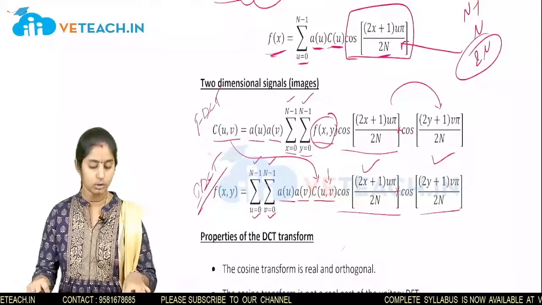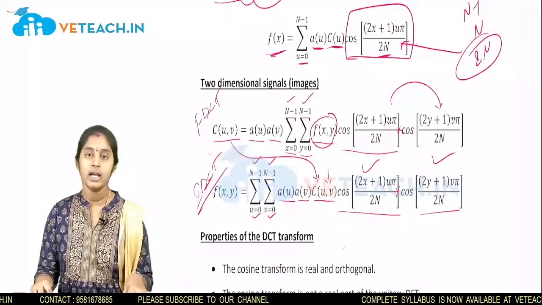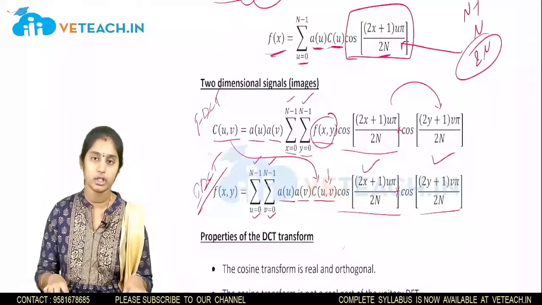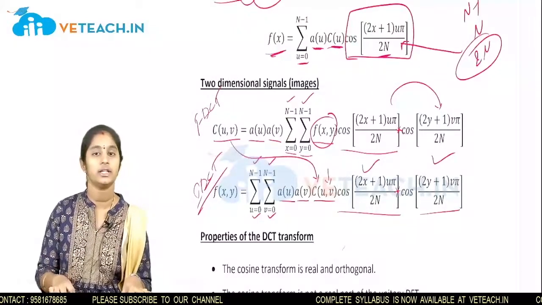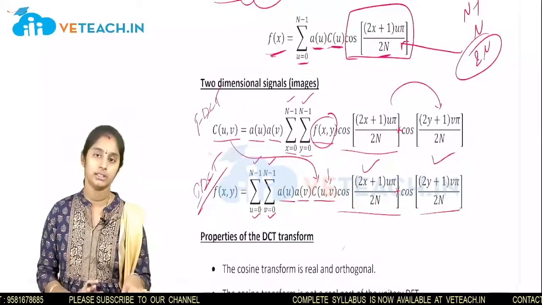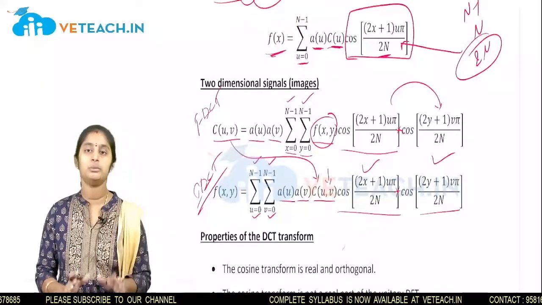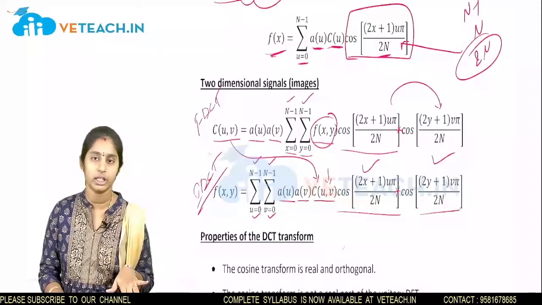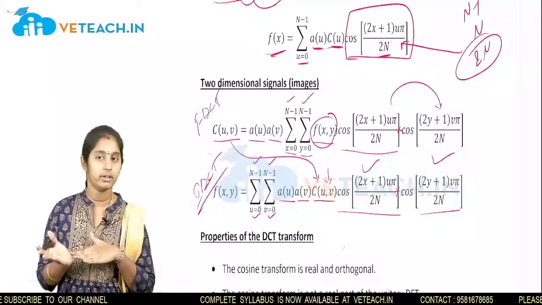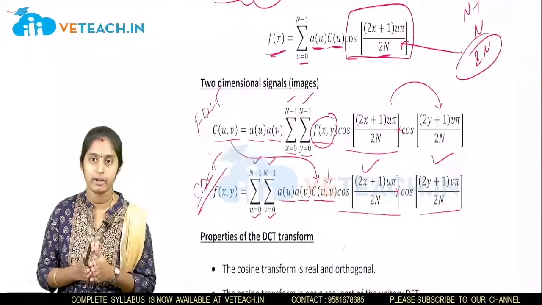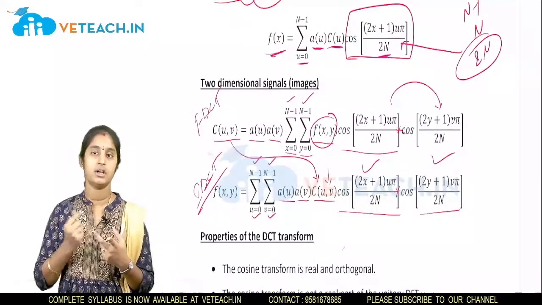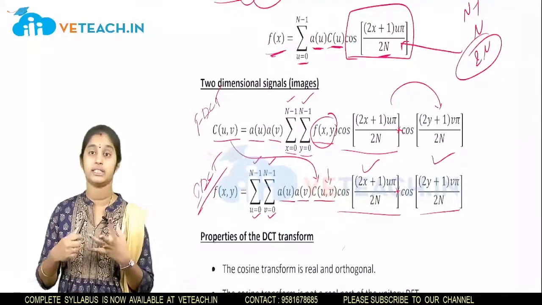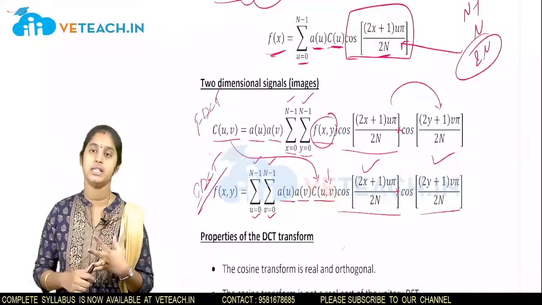So these are the two equations we are representing for the discrete cosine transformation, forward and inverse. Clear? Both mathematical representations, forward and reverse, will remain the same for the discrete cosine transform, discrete Fourier transform, or discrete sine transformation itself.